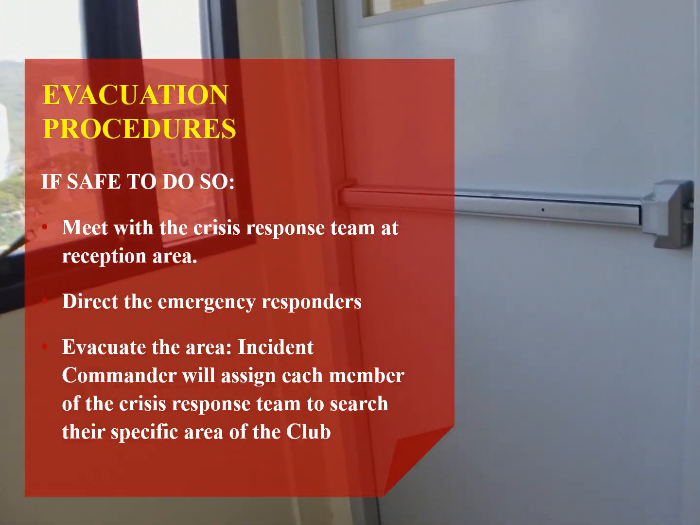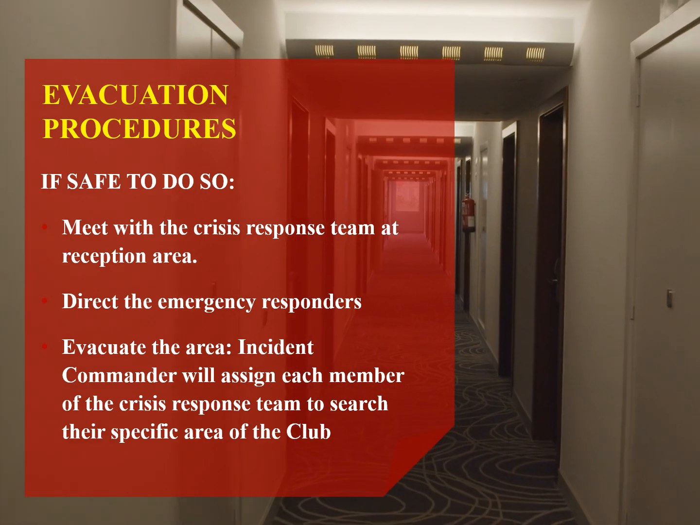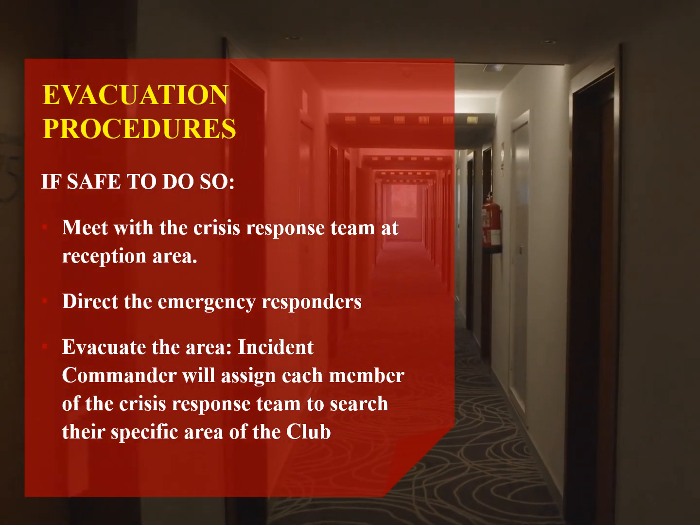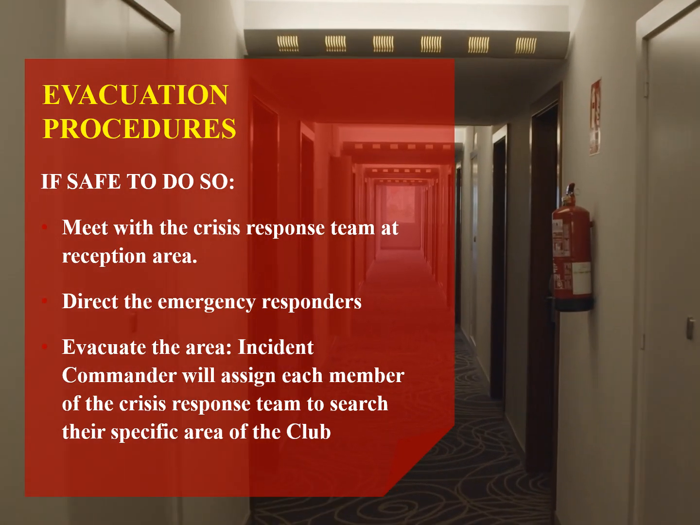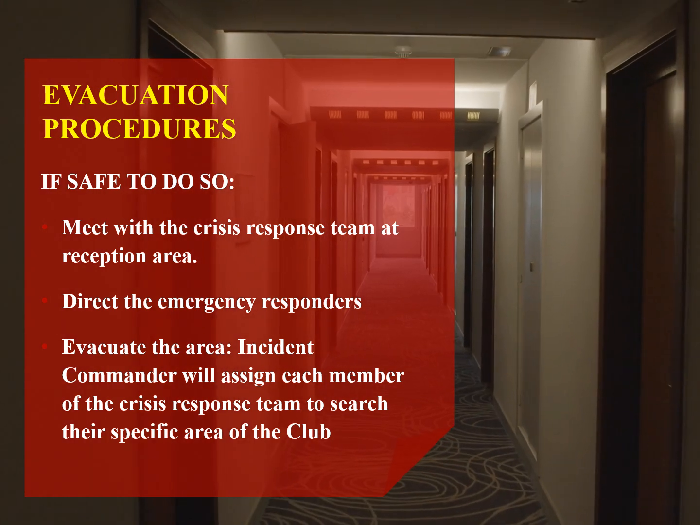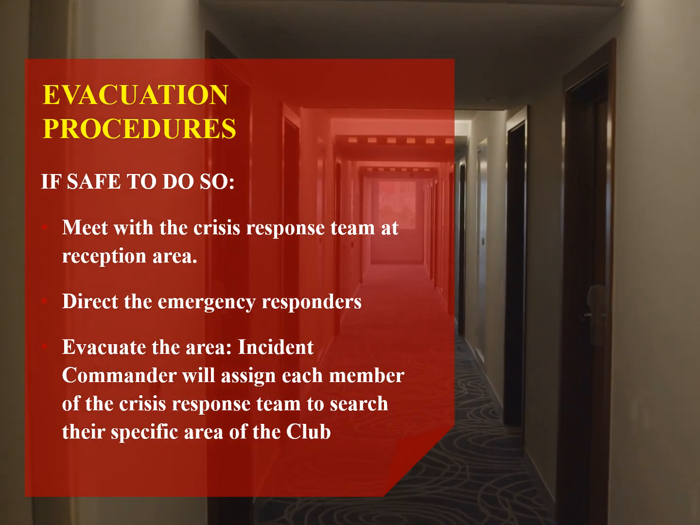If it is safe, begin the evacuation by sending members of the crisis response team to their designated evacuation areas. Make sure to note who was sent to each area and test the two-way radios for communication. Members of the crisis response team will proceed to their assigned areas and lead people through the emergency exits. The incident commander will check in regularly with each team member.